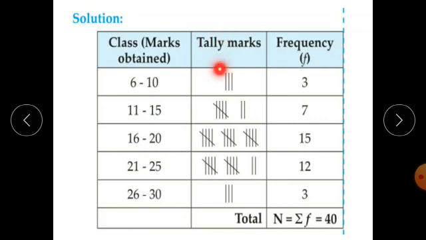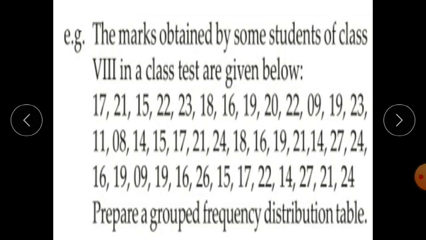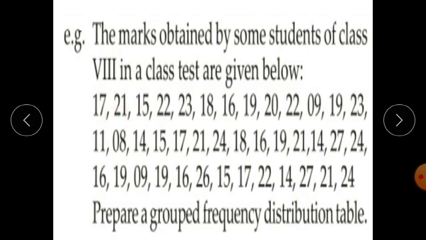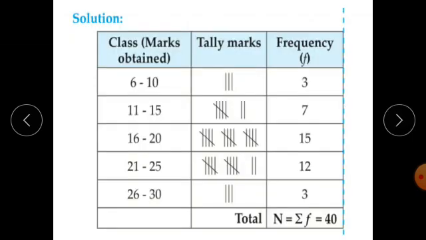Now next column is for tally marks. So here our first score is 17. So put 17 here in the class 16 to 20. So put one tally mark in front of this class 16 to 20. Okay. Then next score is 21. So put tally mark in front of this class 21 to 25.